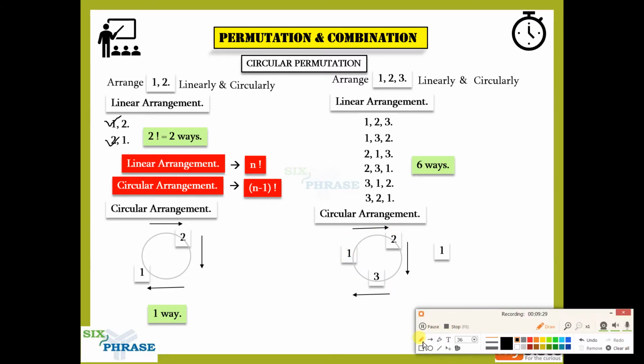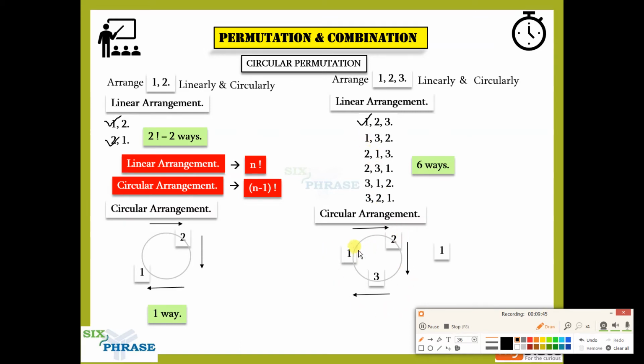So what we'll do is we'll put a tick mark over here. So 1 2 3 is represented. Now we cannot go anti-clockwise. So you cannot say 1 3 2, because I told you there is only one direction you can go, right? So this direction is not possible. So 1 3 2 is not possible.